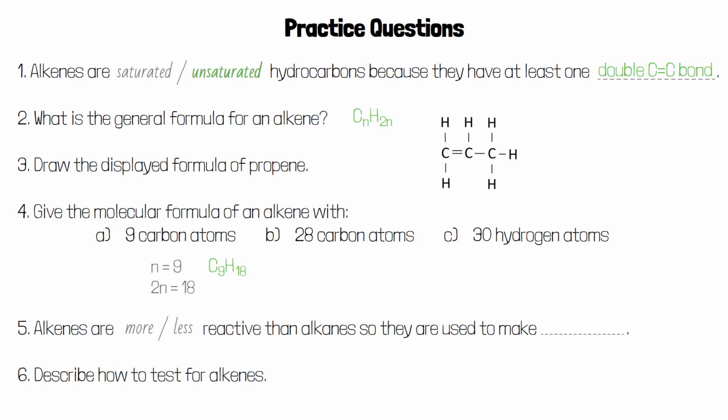For an alkene with 28 carbon atoms, N is 28, so 2N is 56. It will have the molecular formula C28H56. For an alkene with 30 hydrogen atoms, 2N is 30, so N is half of that, which is 15. It will have the molecular formula C15H30.